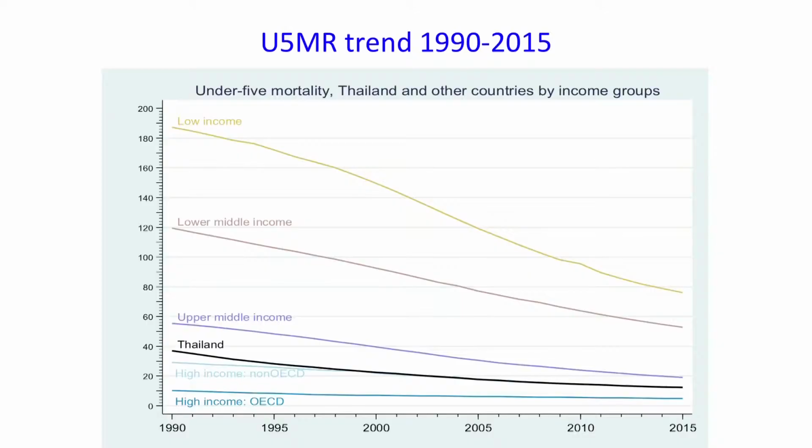A declining child mortality trend was noted. It is on par with high-income non-OECD countries and much lower than upper middle-income peers. We achieved 12.6 under-5 deaths per 1,000 live births in 2015.